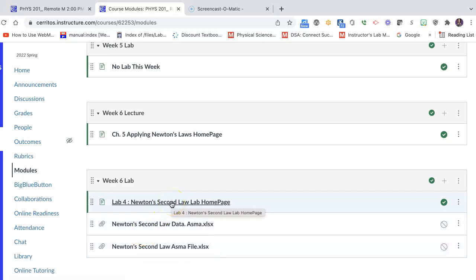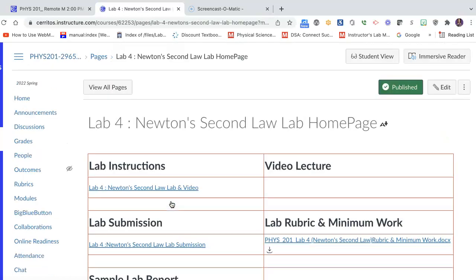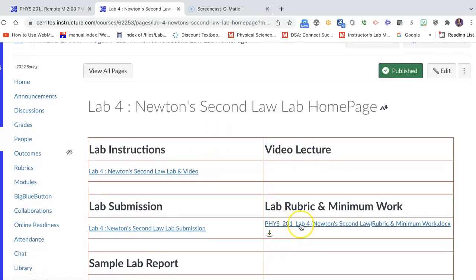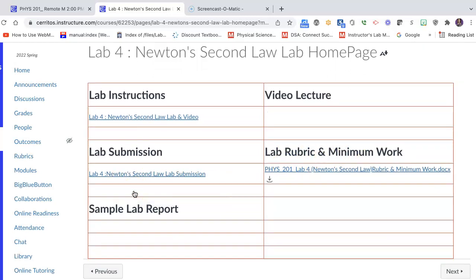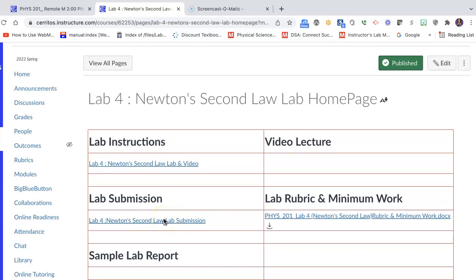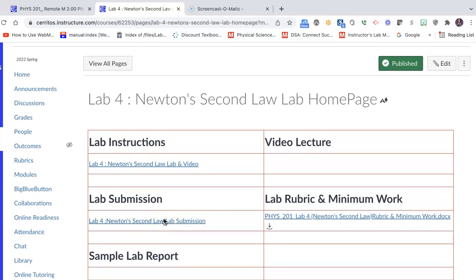Now this is my home page where I have the rubric, and of course we don't have a minimum work. This is online, and this is the submission. It is going to take you to Gradescope where you are going to submit. This lab will not be due until Tuesday the 22nd, because the 21st is going to be a holiday and the 20th also is going to be a holiday.